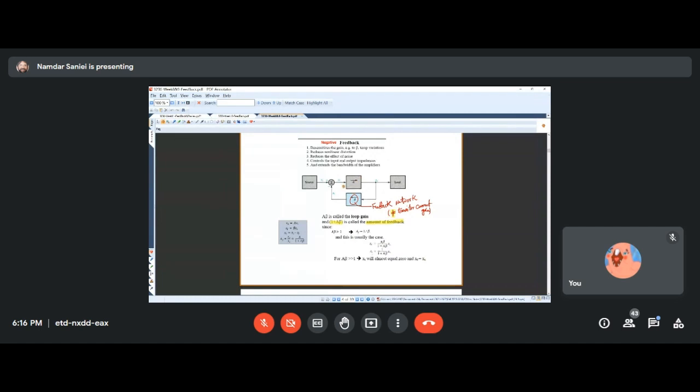Now, if on the input side they are in series or shunt, and on the output side the same way, shunt or series, that makes different cases. But basically we are doing the same thing.